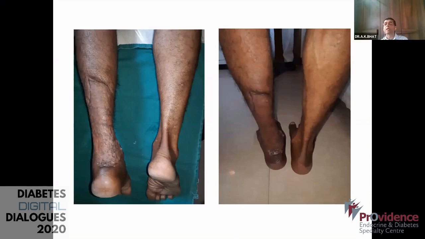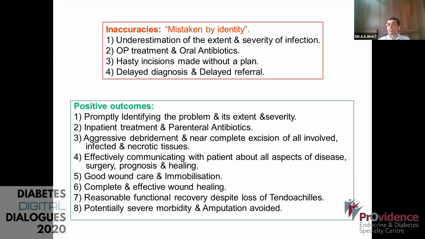So what are the inaccuracies in this particular case journey, if I might say? The underestimation of the extent and severity of the infection that had occurred. Outpatient treatment, a very light treatment. I don't blame my previous colleague, but still the laboratory and clinical features, except for the pain, were very, very superficial. Then hasty incisions were made in the outpatient room, there was a delayed diagnosis, and obviously 3 to 5 days later, a delayed referral.